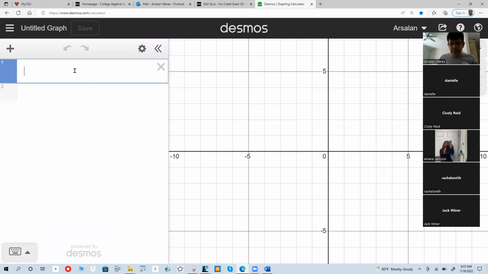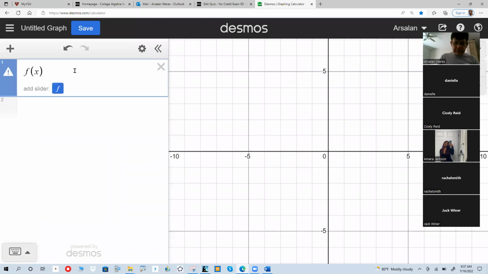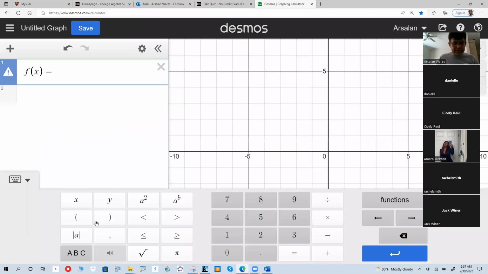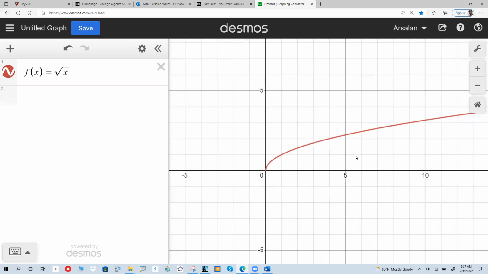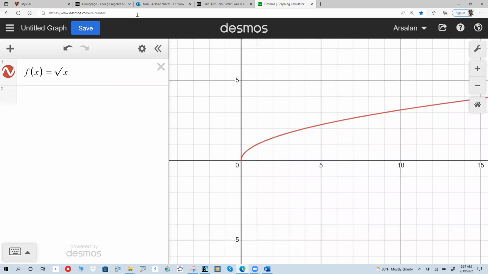Okay. The square root function, f of x is equal to, you can guess, square root of x. The radical sign x. And this is what it looks like. It starts from the origin, goes up like this, only on the right-hand side of the y-axis. Okay. Makes a little bit of sense, guys.